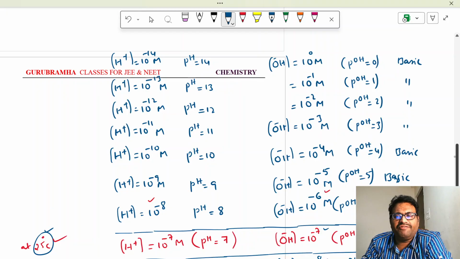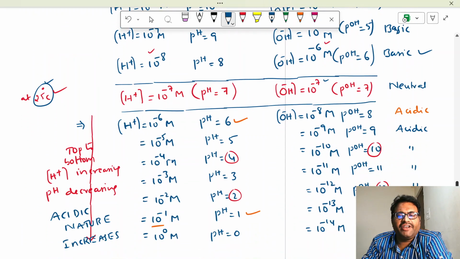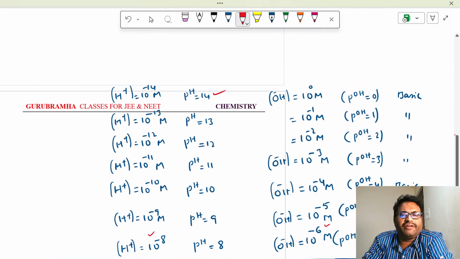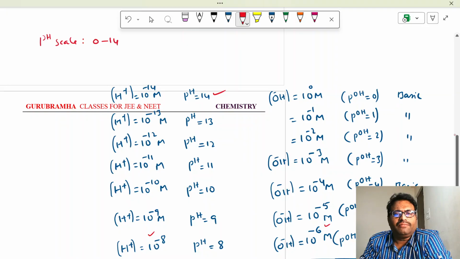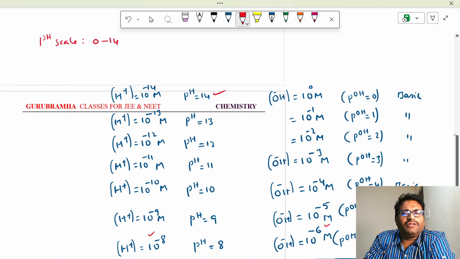So pH scale, if you see pH scale, where did it start? It started from 0 and extended to how much? 14. So pH scale has units from 0 to 14. Then pH is equal to 7, pOH is equal to 7 at 25 degrees centigrade is a neutral solution.